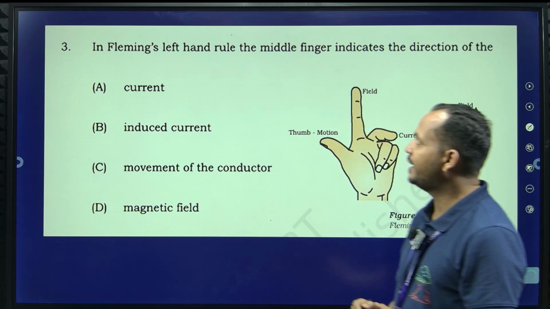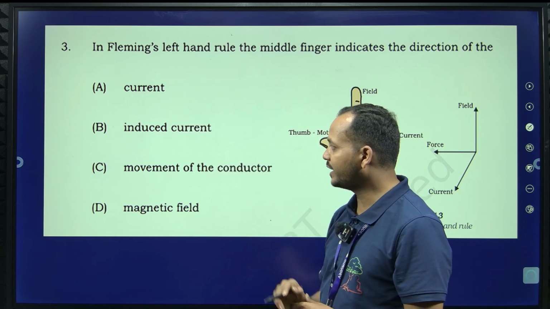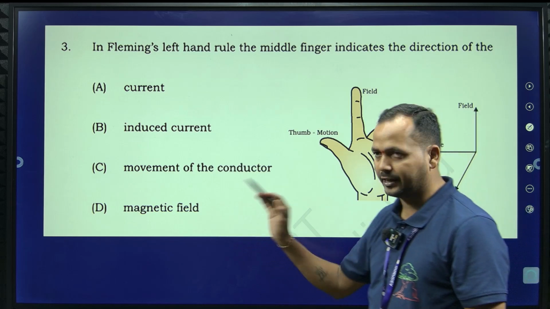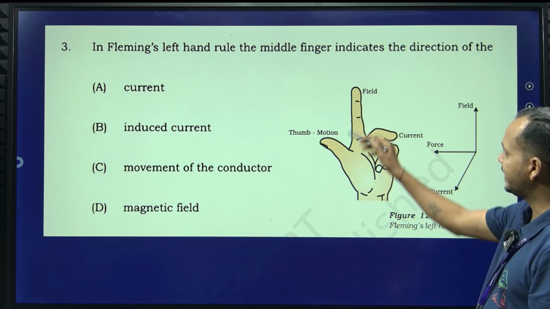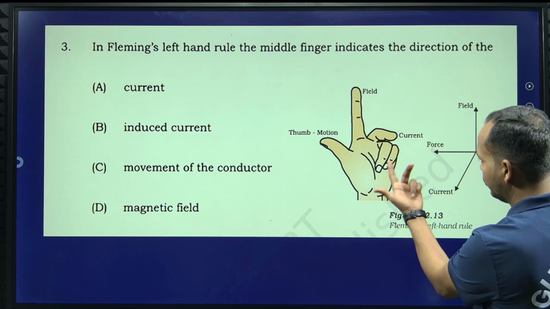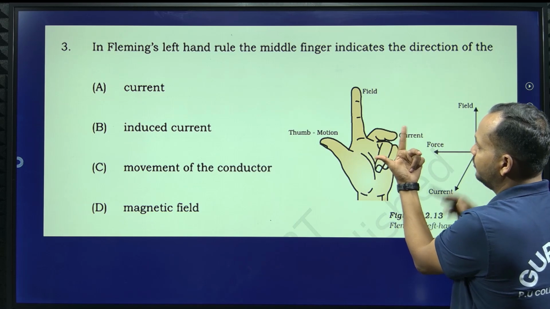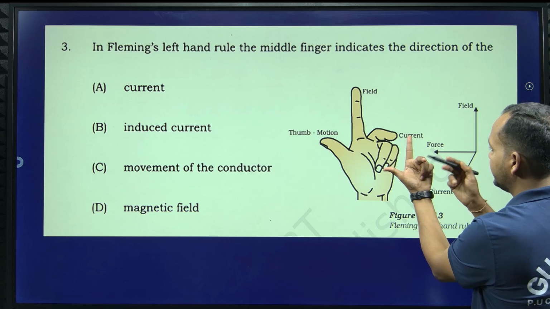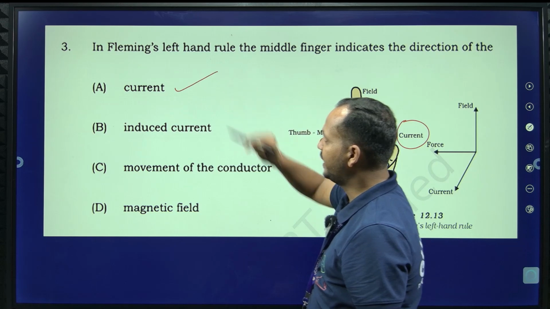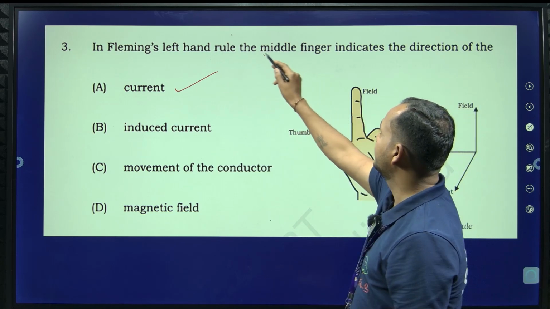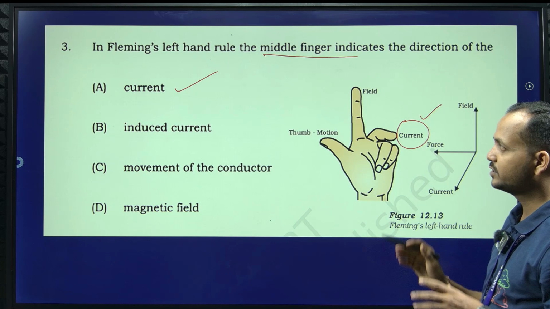In Fleming's left hand rule, the middle finger indicates the direction of either the current, induced current, movement of the conductor, or magnetic field, right? I have taken the diagram which is there in your textbook, and you can see that this is Fleming's left hand rule. According to this rule, the thumb represents the motion, the forefinger represents the direction of field, and the central finger represents the direction of current. So here the option is current, because they are asking for the middle finger. Okay guys, so these are the 3 MCQs.